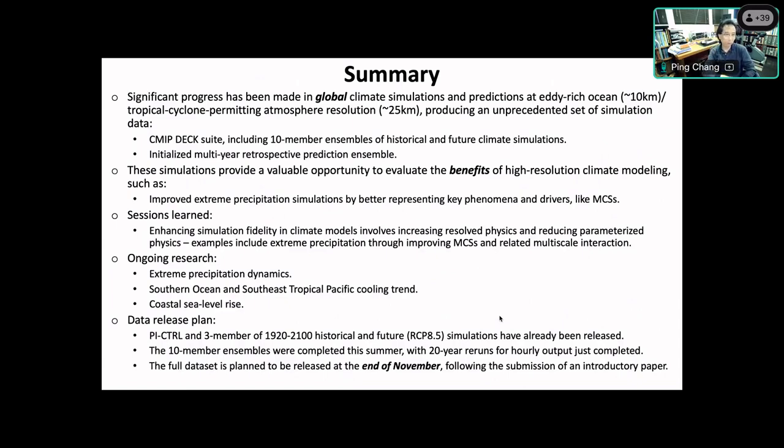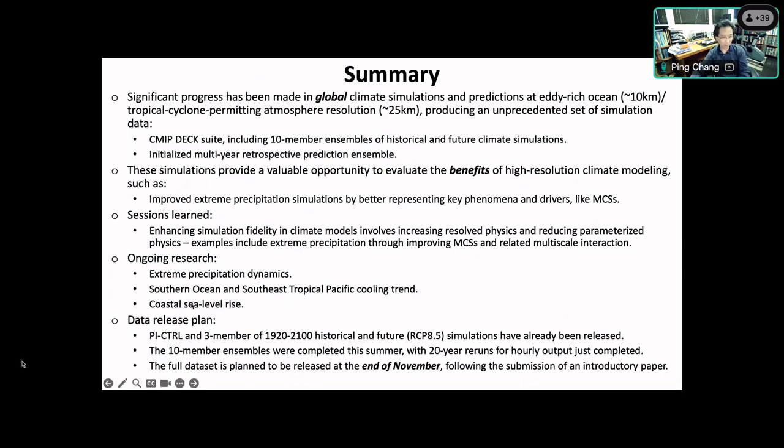What we have found so far, and I think Malcolm just asked me to mention a few ongoing projects. In addition to the extreme precipitation dynamics analysis I just showed you, the other project we've been working on is the pooling trends in the Southern Ocean and in the Southeast tropical Pacific. We have some ideas. We're still working on that. We're doing more process-oriented experiments, and I'll be very happy to talk to you more about this.